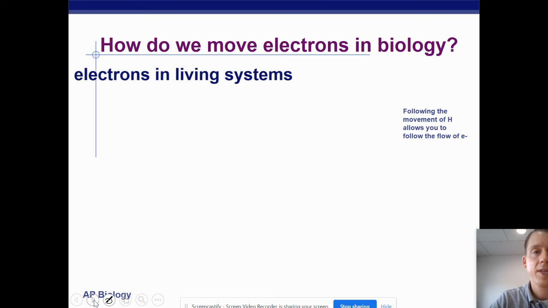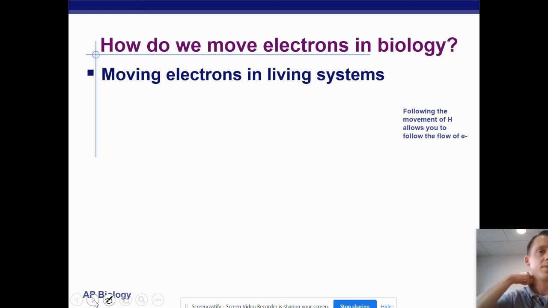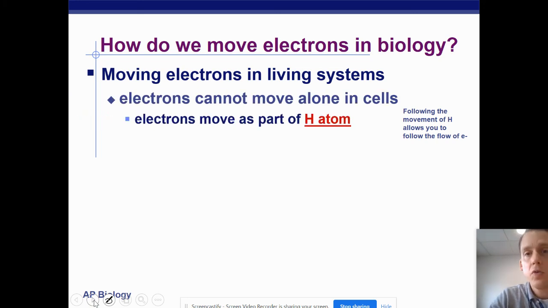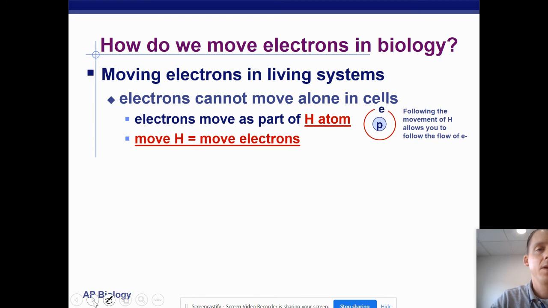Okay, so that is a redox reaction. So how do we move electrons in biology? Electrons can't move on their own, and in biology, they're going to move as part of a hydrogen atom. That's basically a proton plus an electron together. So when we move hydrogen atoms, not ions, but hydrogen atoms, we are going to be moving electrons.